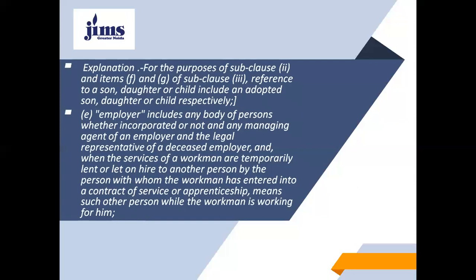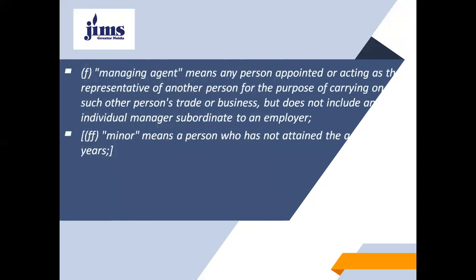Now we refer to the definition of employer, which is given under section 2 subsection 1 clause E: employer includes any body of persons, whether incorporated or not, any managing agent of an employer, and the legal representative of a deceased employer. And when the services of an employee are temporarily lent on hire to another person by the person with whom the employee has entered into a contract of service or apprenticeship, it means such other person while the employee is working for him. So this is the definition given for the employer under section 2 subsection 1 clause E.